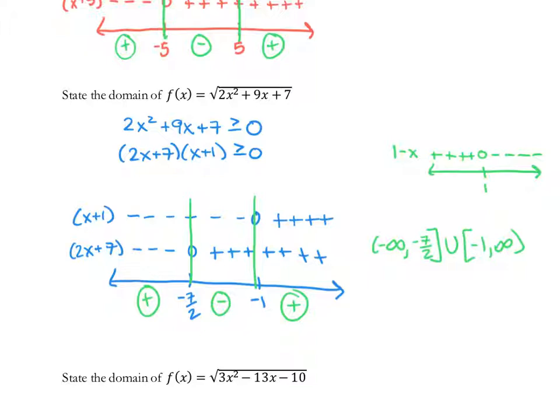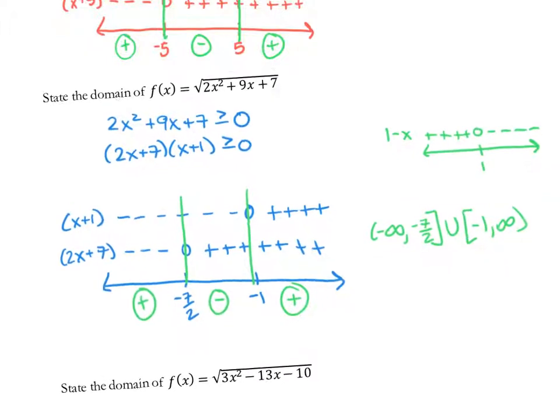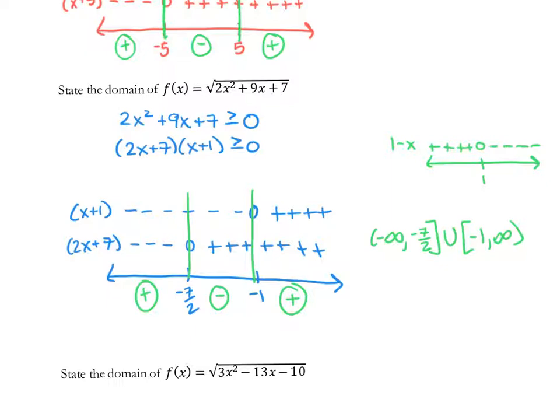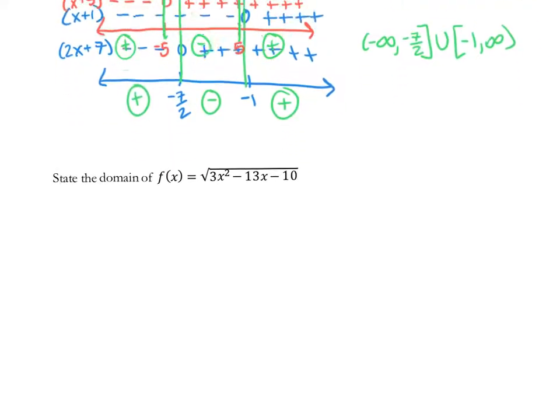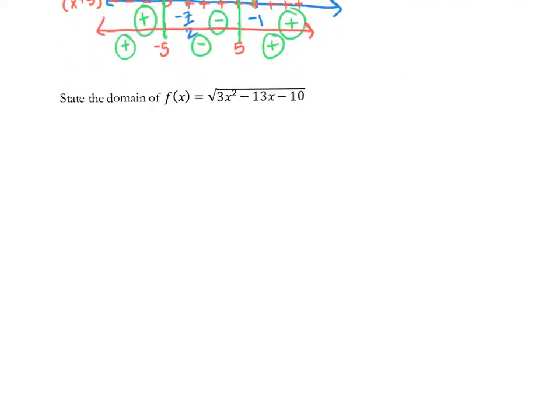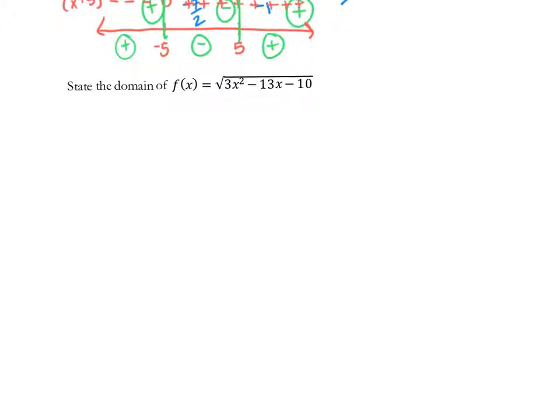All right, so let's try one more. Now we want to state the domain of f of x equals the square root of 3x squared minus 13x minus 10. Why don't you, in just a moment, not quite yet, push pause, and then give this a try. After you think you've tried it, push play again, and then you'll see my work, and you will know whether or not you have it correct. Okay, so push pause now.